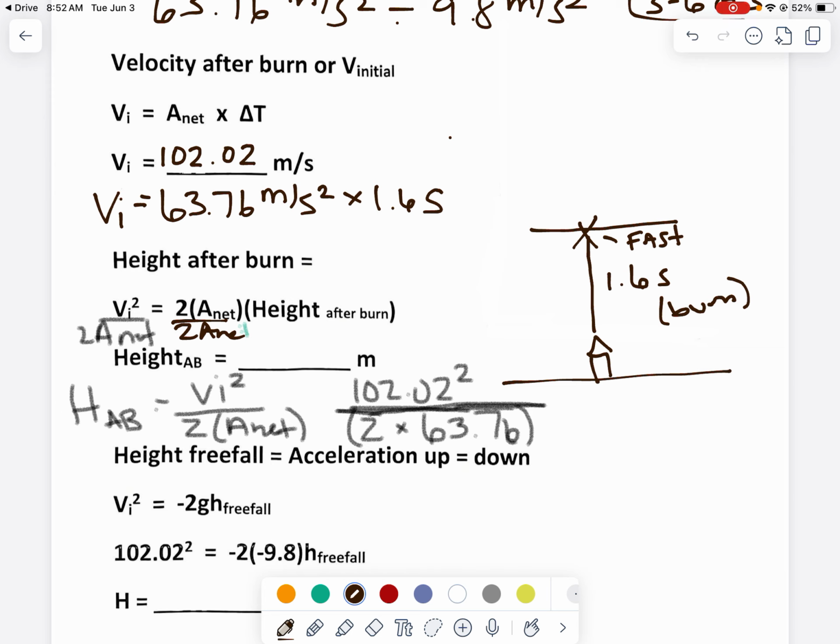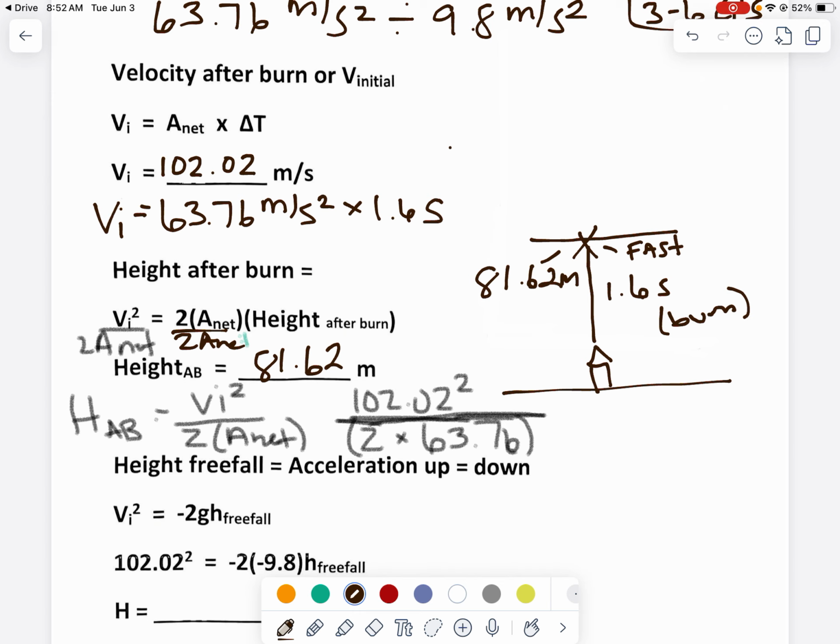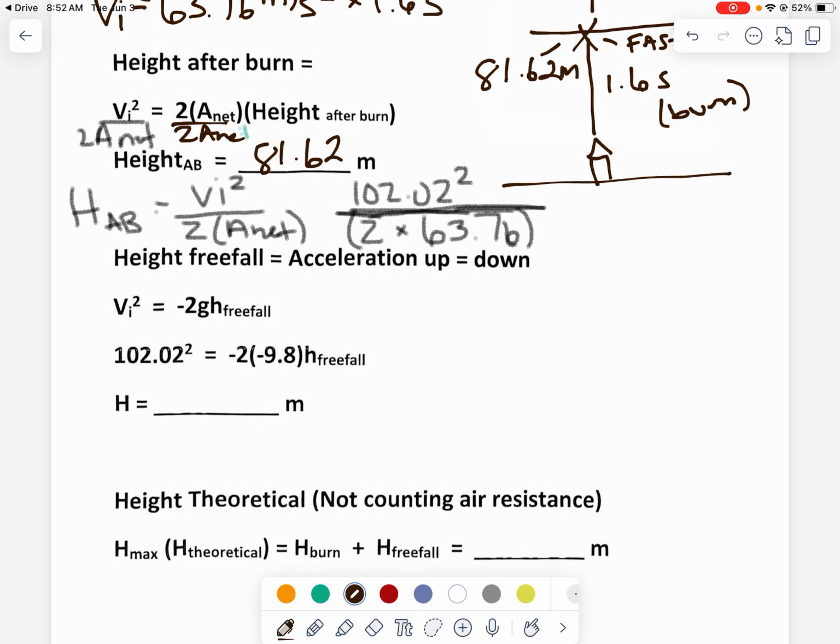Okay, I got 81.62 meters. So at this point, I was at 81.62. If you got a crazy big or crazy small number, remember this is about how high we are after 1.6 seconds, so it has to make sense too. Now we enter what's called the free fall phase or the coast phase, because it doesn't just stop right there, right? It's still moving. And so it's still on an upward trajectory.